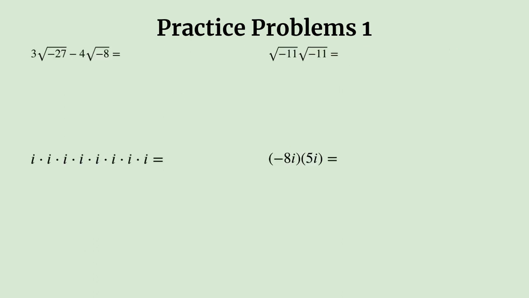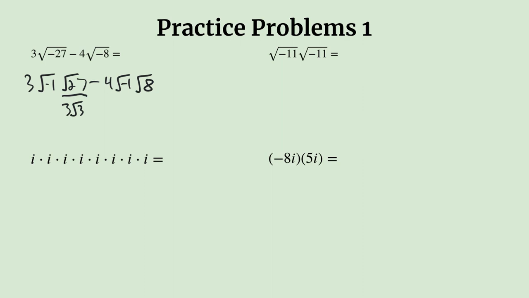All right, last set of examples or practice problems. Go ahead and do these. So this first one here, this would be 3 times square root of negative 1 times the square root of 27 minus 4 square root of negative 1 square root of 8. Square root of 27 is going to simplify to 3 root 3.